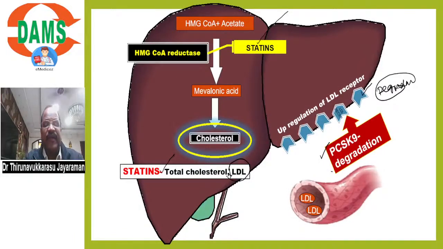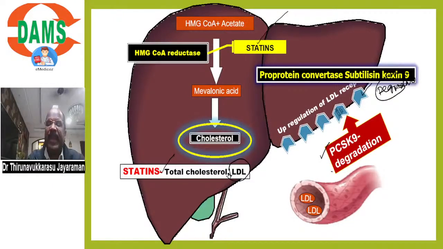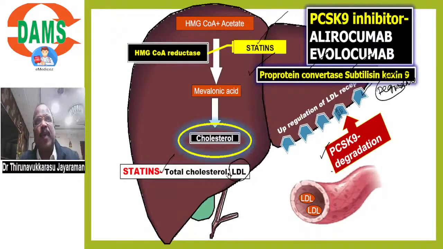So to avoid that, we have PCSK9 blockers. PCSK means proprotein convertase subtilisin kexin. So we have some PCSK9 blockers. They are called alirocumab and evolocumab. This is another very important point. Alirocumab and evolocumab are PCSK9 blockers useful for lowering LDL. They are monoclonal antibodies useful for lowering LDL cholesterol. Good.